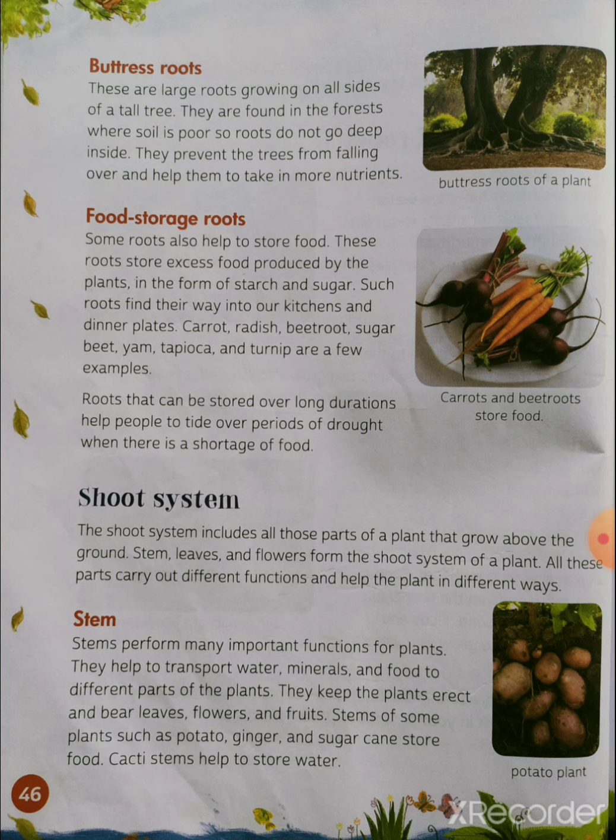Number 2, they help to keep the plant erect and bear leaves, flowers, roots, etc. Number 3, stems of some plants store food which is edible. For example, potato, ginger, sugarcane. Like stems of cacti that grow in the desert region, they store water in them.